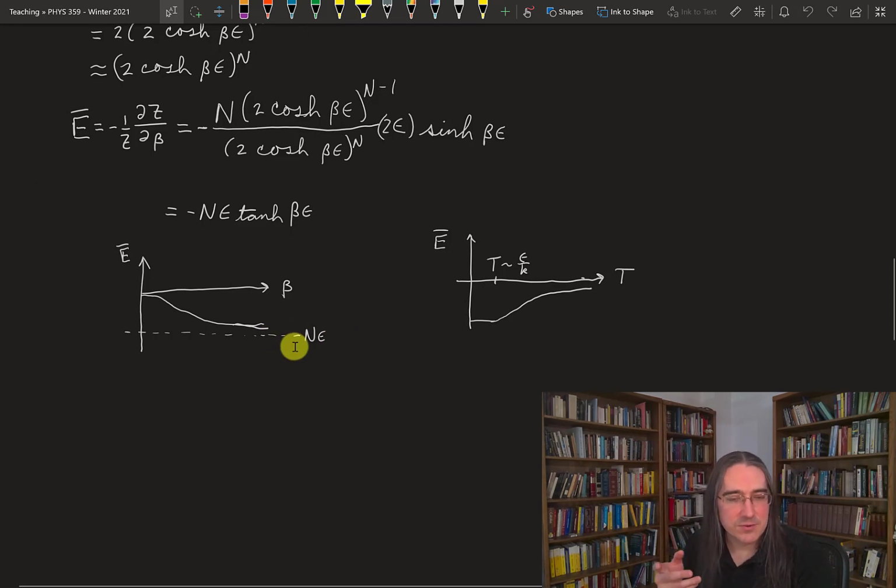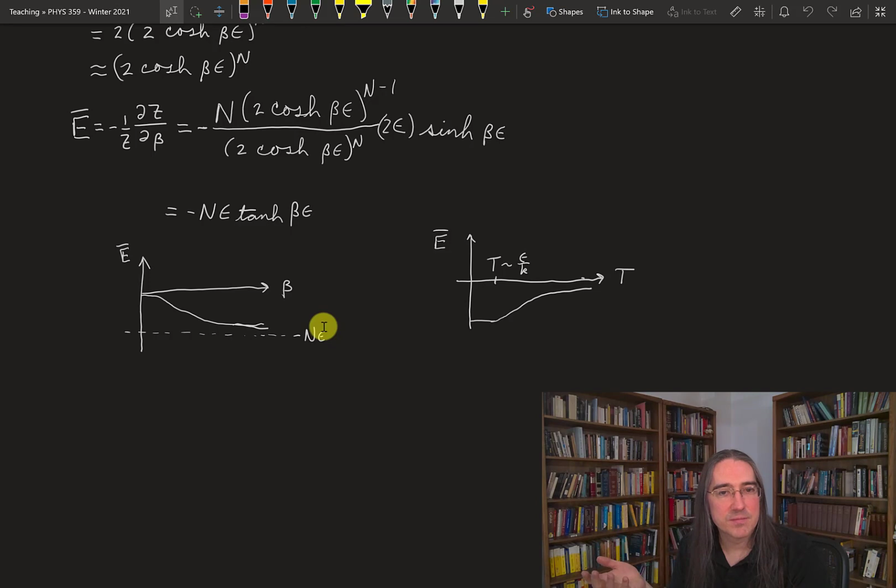But of course, remember, the physical thing that you're more accustomed to thinking about is temperature. Beta is easier for calculations, temperature is easier for picturing, so beta going to infinity means T going to 0. As T goes to 0, we're going to get negative n epsilon for our energy. Now, what does that mean?